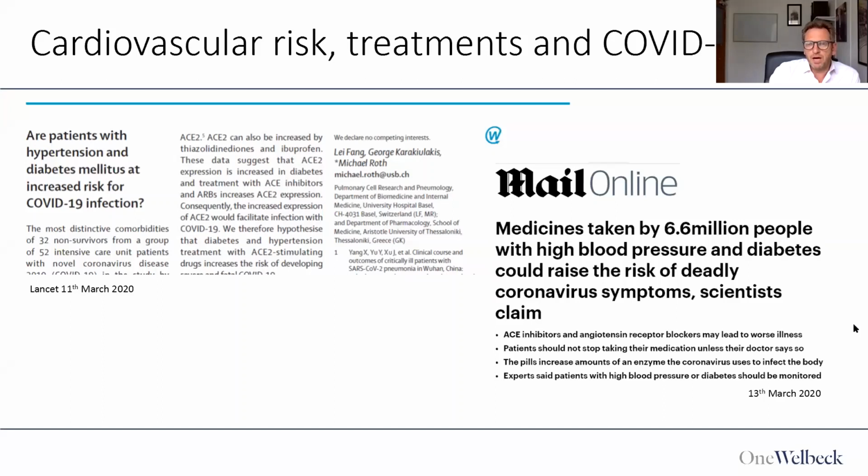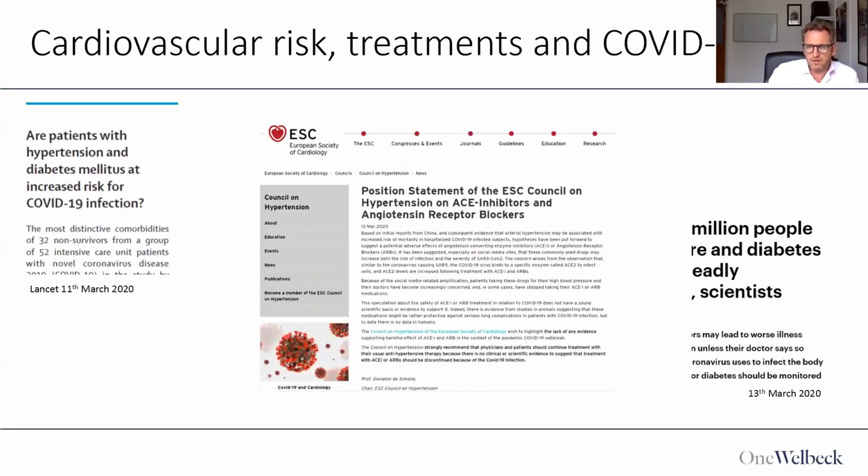And this was picked up by the lay press, and headlines such as this in the Daily Mail were rather unhelpful. So medicines taken by 6.6 million people could raise the risk of day-to-day coronavirus symptoms. They may lead to worse illness. They increase the amounts of enzyme the coronavirus uses to infect the body. So unhelpful. Unfortunately, various guideline groups got together very quickly and put out statements saying that the situation was unclear, that these were drugs which are known to improve prognosis and therefore don't stop them.